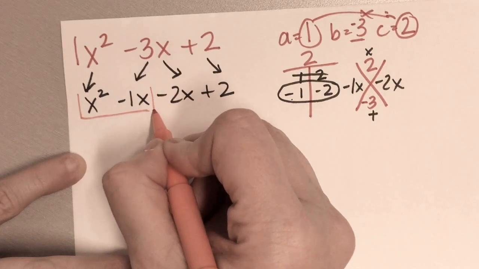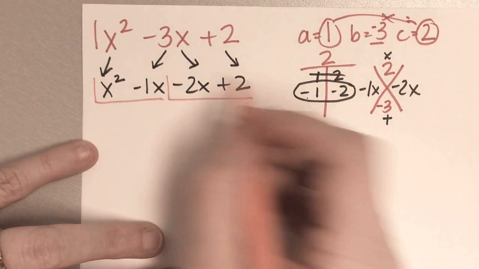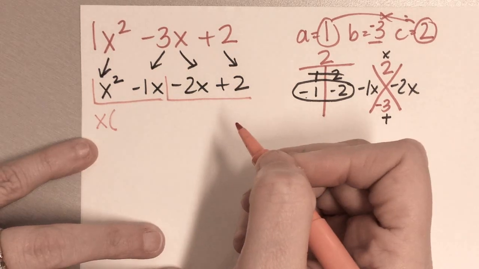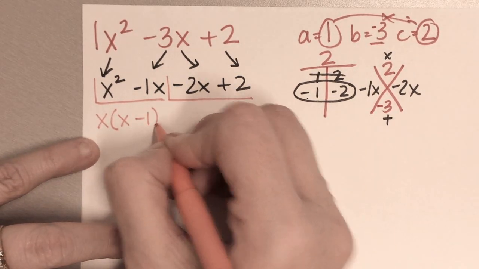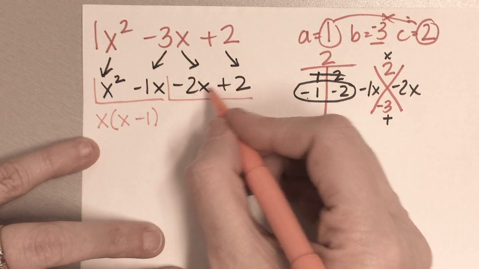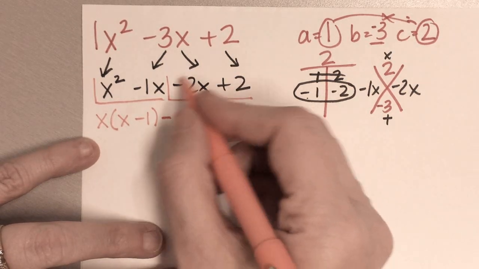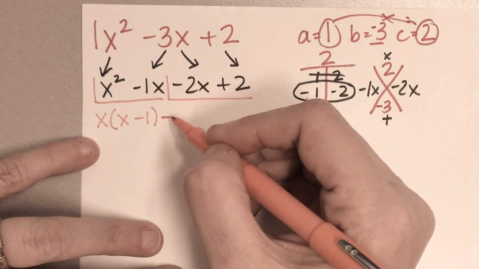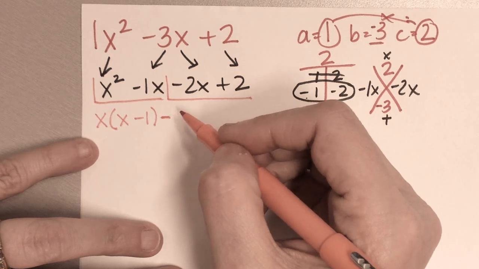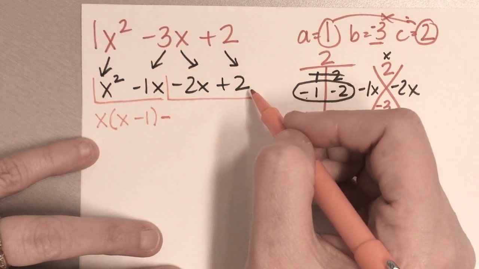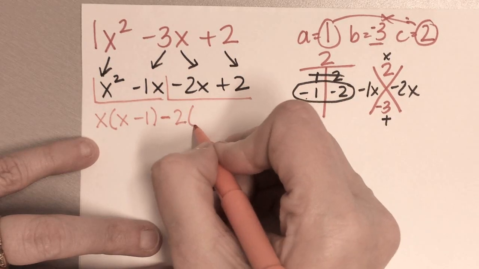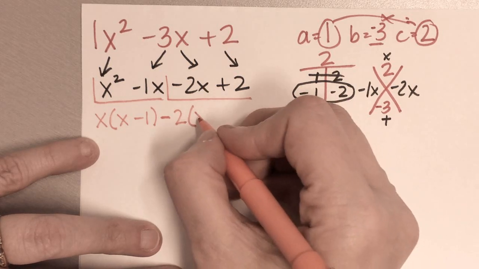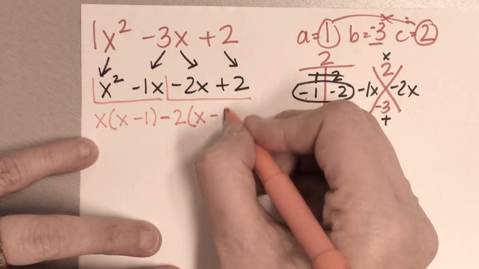So I do my two little upside down division signs. X squared and negative 1x both have an x in common. When I factor that x out, I have x minus 1 left. Now, negative 2x and plus 2, I know that whatever factor I pick, I have to make it negative because this is negative. If this is negative, then that has to be negative also. Okay? So negative 2x and 2 have a negative 2 in common. Negative 2x divided by negative 2 is x. 2 divided by negative 2 is negative 1.